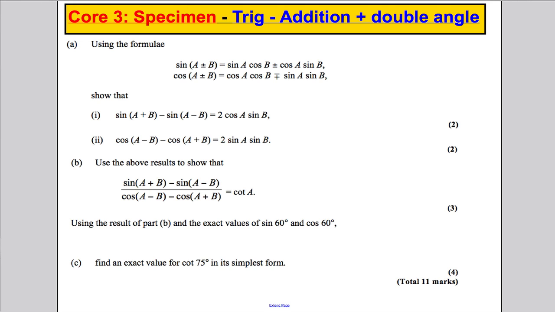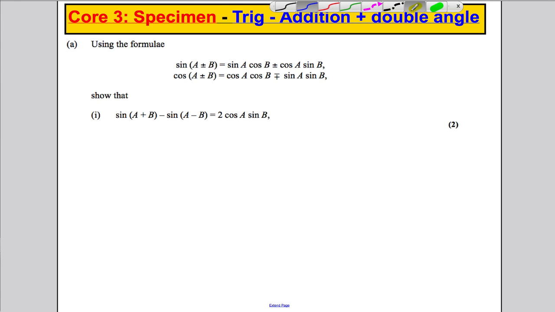Okay, let's do part A. It gives us, helpfully, the addition and subtraction formulae, sine A plus or minus B and cos A plus or minus B. It asks us to show the following. Easiest thing to do is just expand that using the addition formulae, expand that, subtract them, and hopefully you get this. So let's just do it straight away.